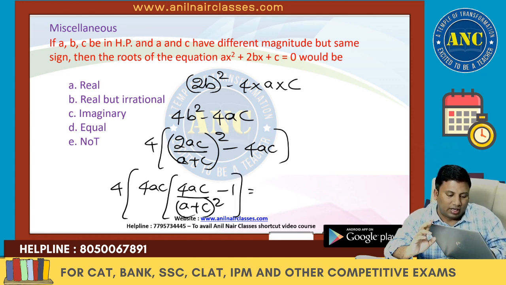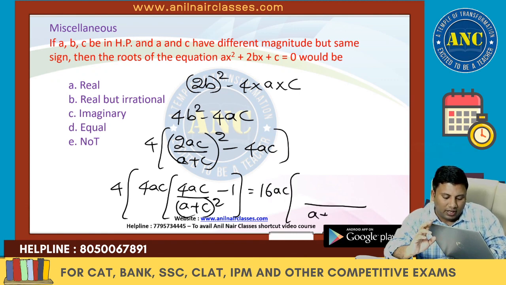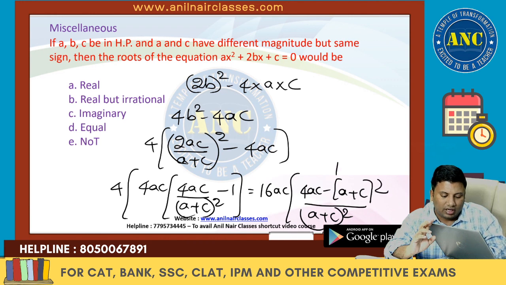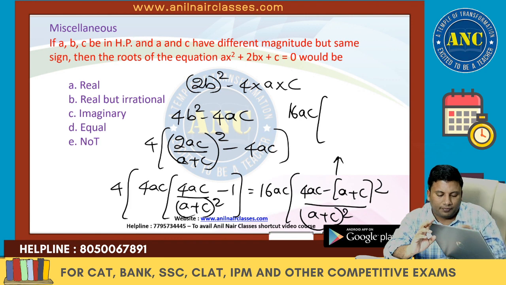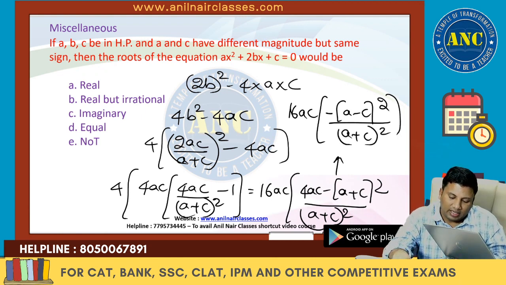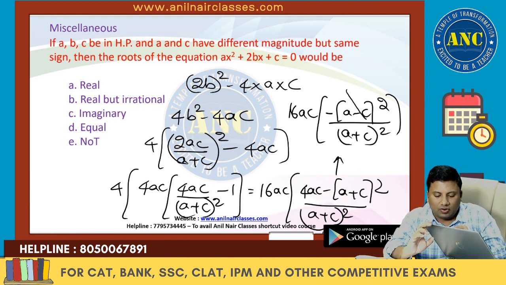This is nothing but 16ac into (a plus c) whole square, it is 4ac minus of (a plus c) whole square. This is nothing but 16ac into minus of (a minus c) whole square divided by (a plus c) whole square. Am I right? Minus a square minus 2ac is plus 2ac. This is square, positive, negative is there here.